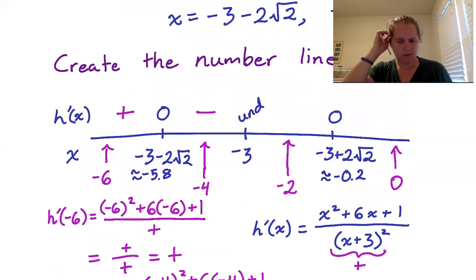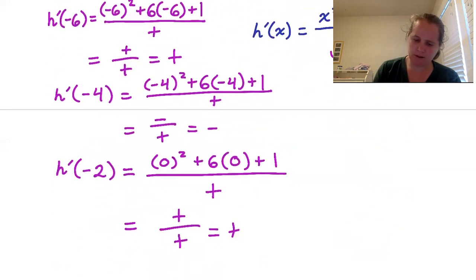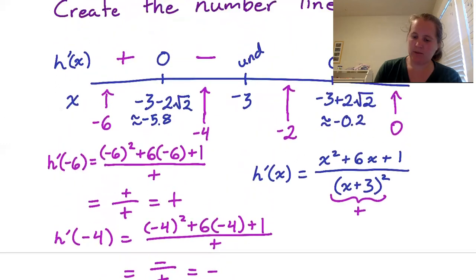Something seems off there, since we have an x plus 3 squared in the denominator. We shouldn't be switching signs. Oh, sorry. I switched from -2 to 0 somehow. Sorry about that. I was getting ahead of myself. Negative 2 squared plus 6 times negative 2 plus 1. That becomes negative over positive, and that gives us a negative result. And so on our number line, we'll have another negative.